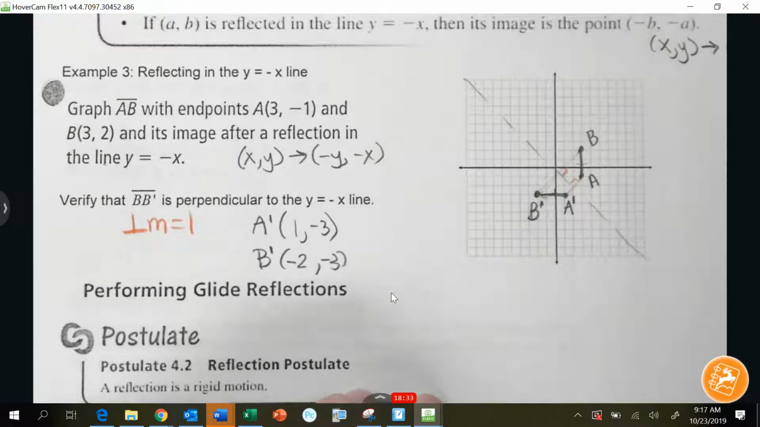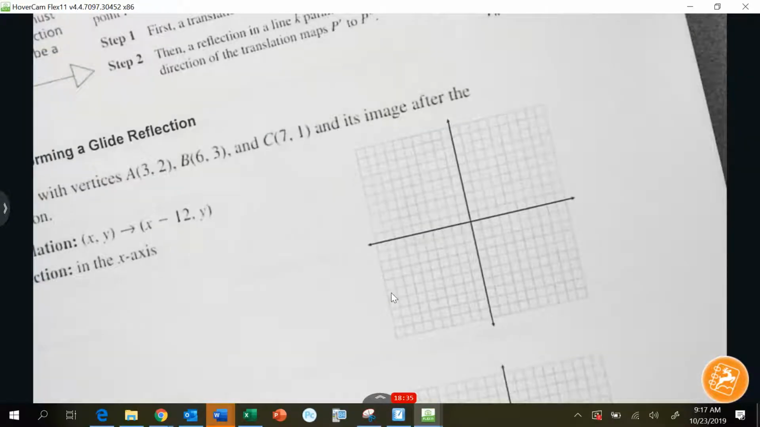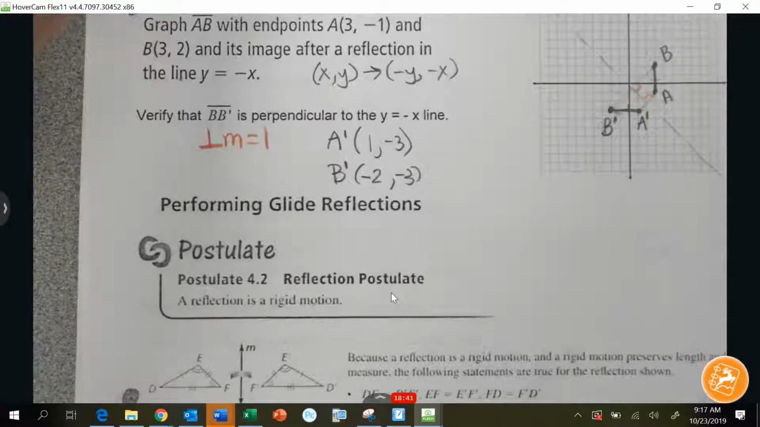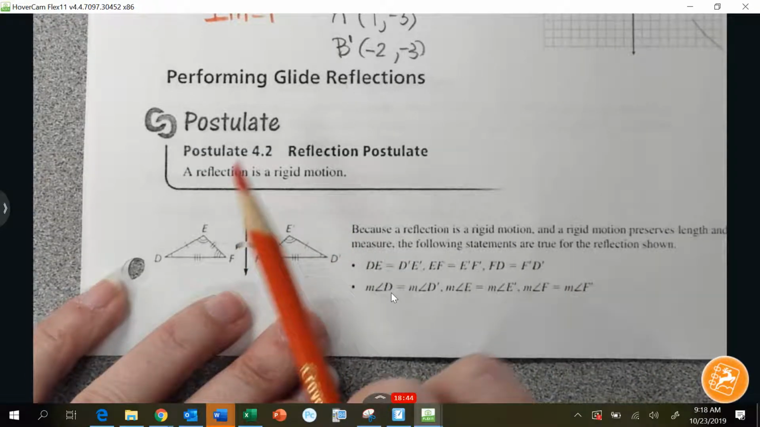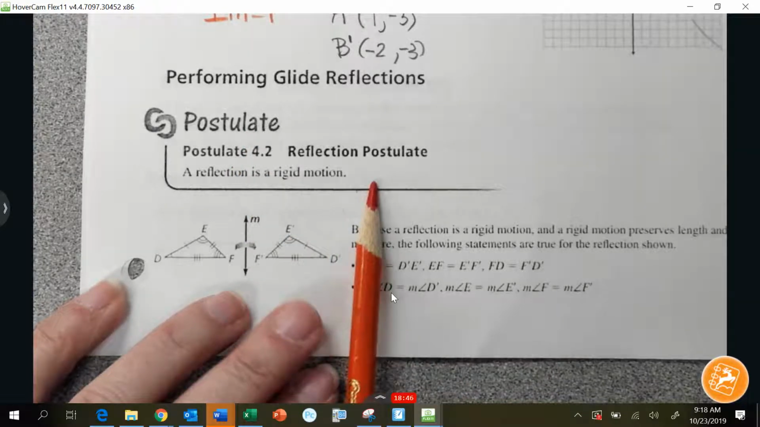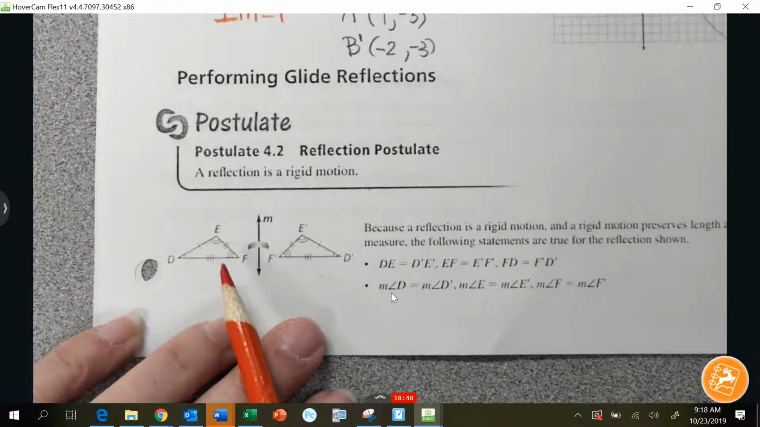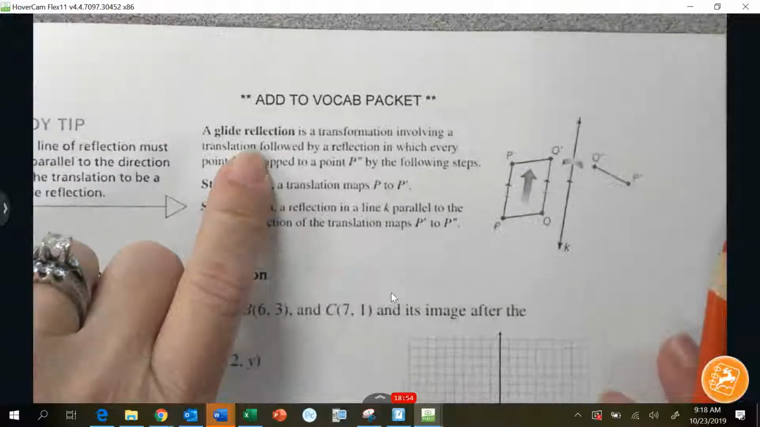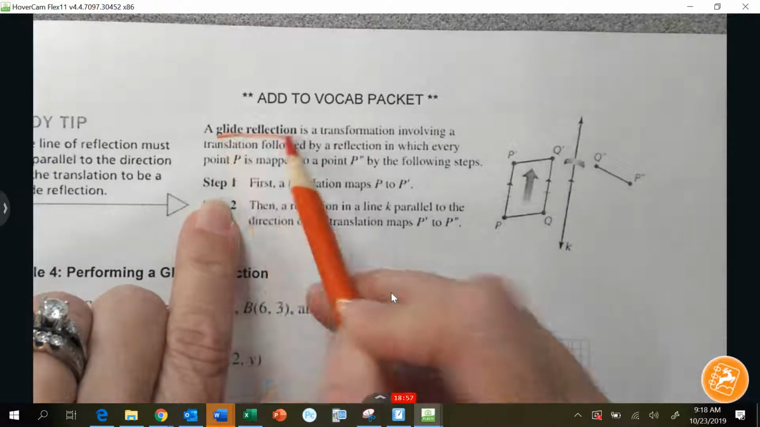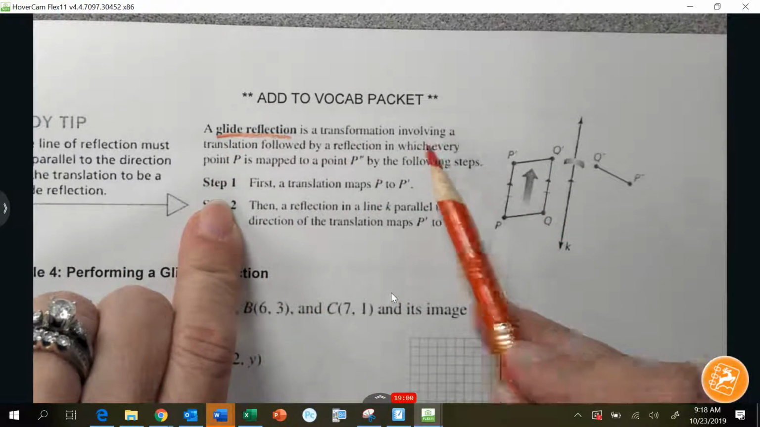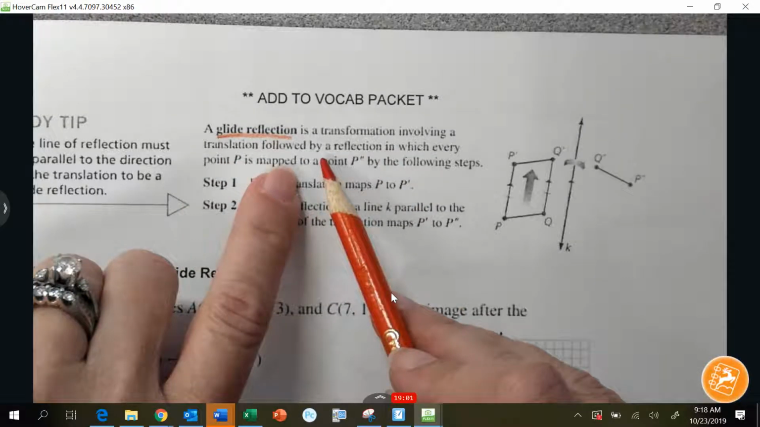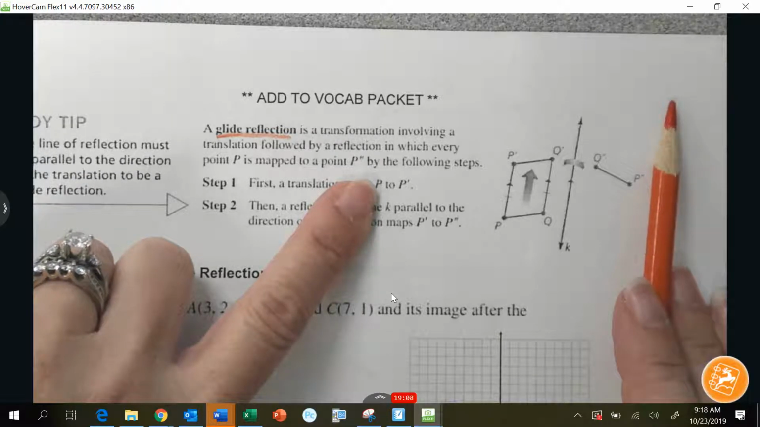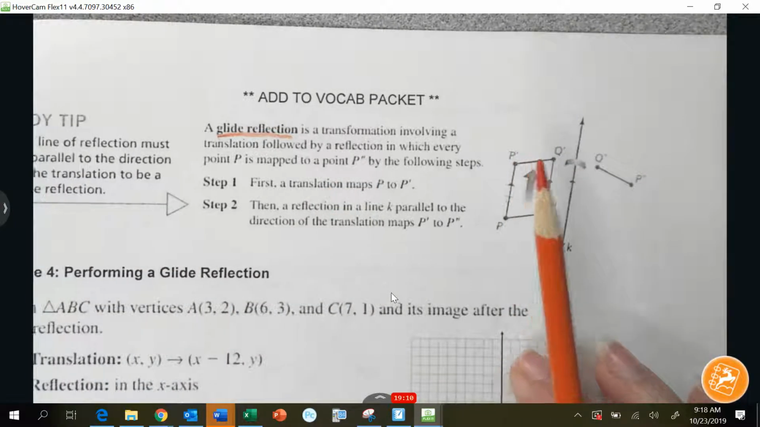All right, I think this is the last section. Let me make sure. I think it is. A glide reflection is the last real thing that we're doing today. By the way, reflections are rigid motions, which I already talked about, which preserves all their length and their angles. And glide reflection is something that you're going to want to add to your vocab packet later. A glide reflection is a transformation that involves a translation followed by a reflection. So we translate it and then we reflect it. We glide, reflect.